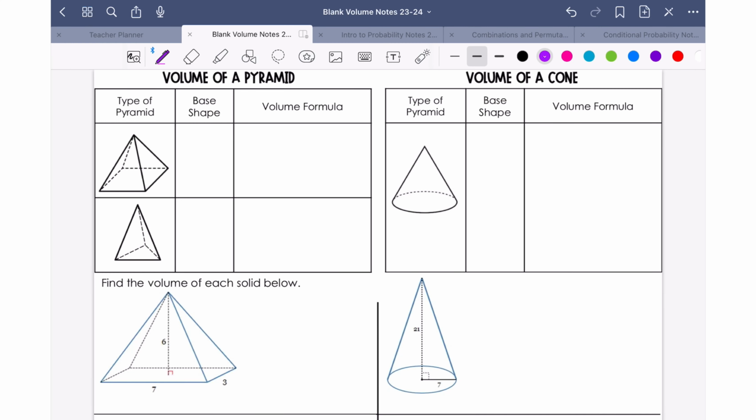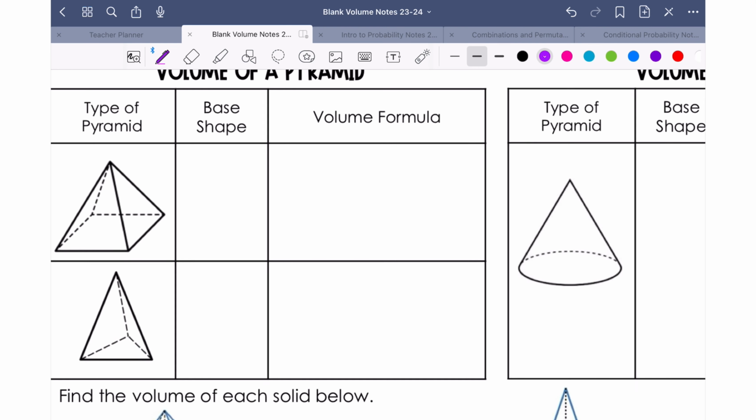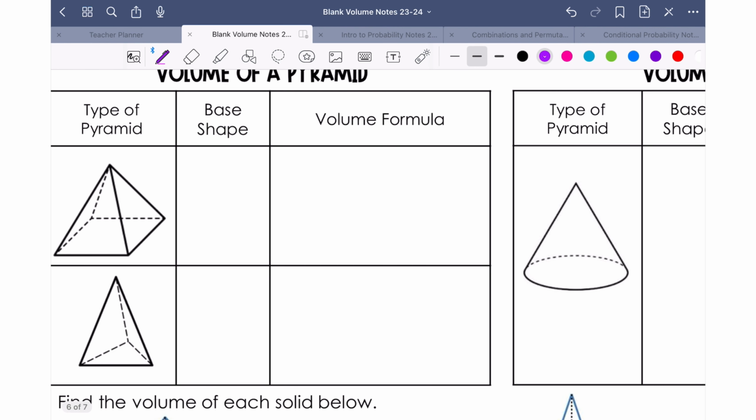Hello everyone, we're going to now do the volume of a pyramid and a cone. For pyramids we have two types. We did this for surface area as well, where the base is a rectangle for one and a triangle for the other, okay? Now, what does that mean? It means when we do our formula, some small parts of it are going to be different just because the base is different. So let's write it down.